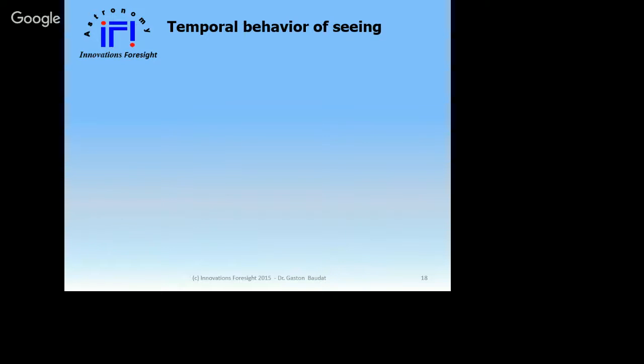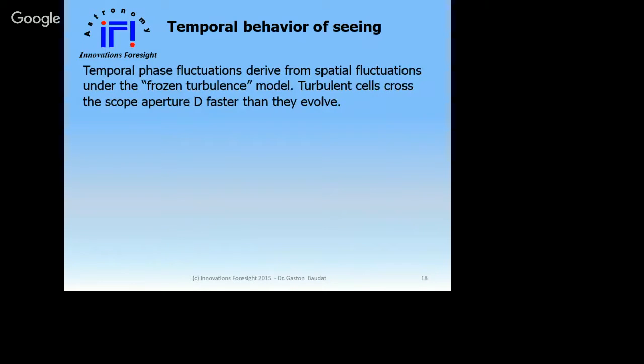Now, let's talk about what happens when you have more or longer exposure. So the fluctuation over time, the temporal phase fluctuation, comes from the spatial fluctuation. As I said earlier, we assume the turbulence is frozen, which means during the time it takes for the turbulence to cross the aperture of your scope, the turbulence doesn't change much. The turbulence cells cross the scope aperture faster than they can evolve. That's a fundamental hypothesis made by Taylor, and it's pretty close to the reality because of the speed of the wind.